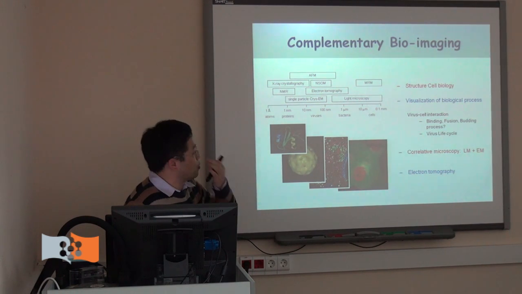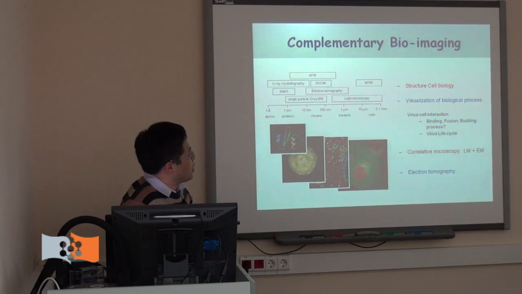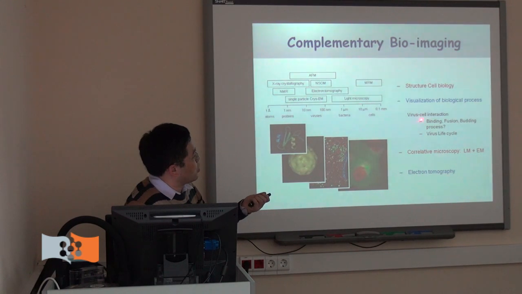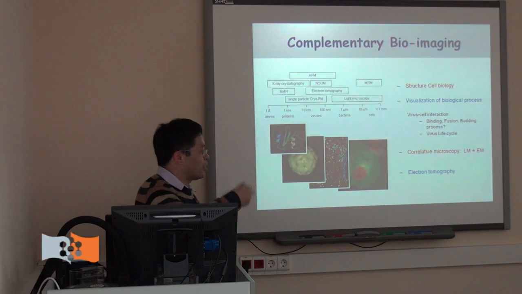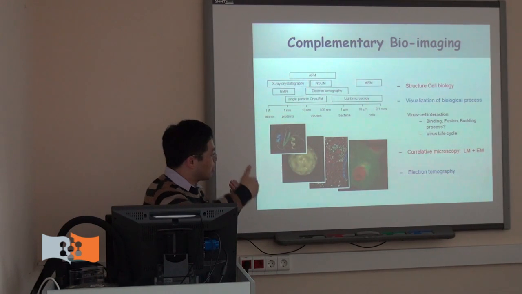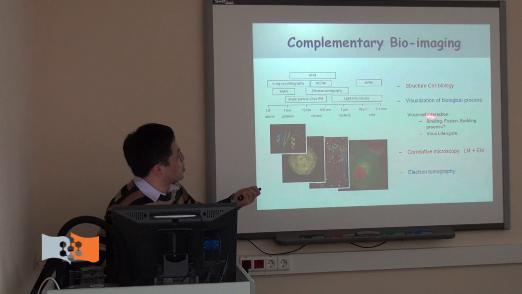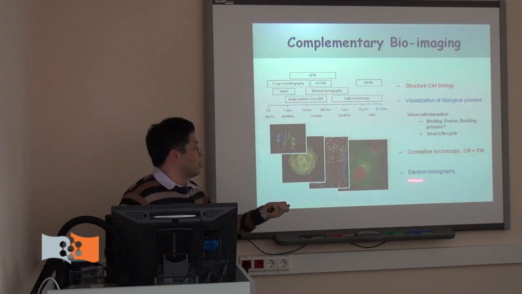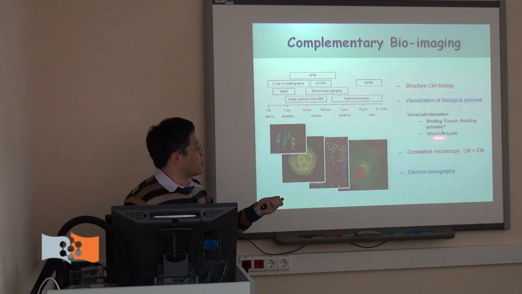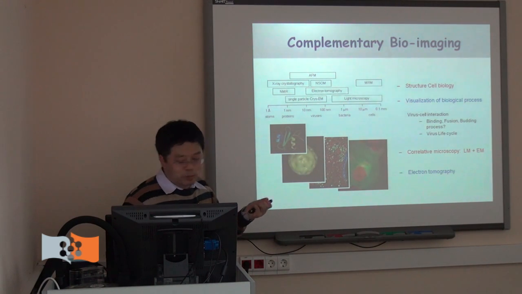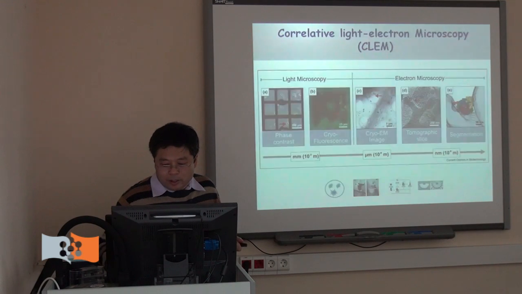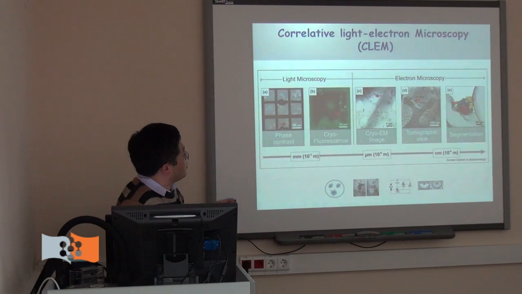For example, my lab is also interested in visualizing virus-cell interaction, how the virus binds to the receptor and how it gets into the cell. We can use electron tomography to visualize the process. Basically, here you can use what we call correlative microscopy. We use both light microscopy and electron tomography, ET. That's the idea.